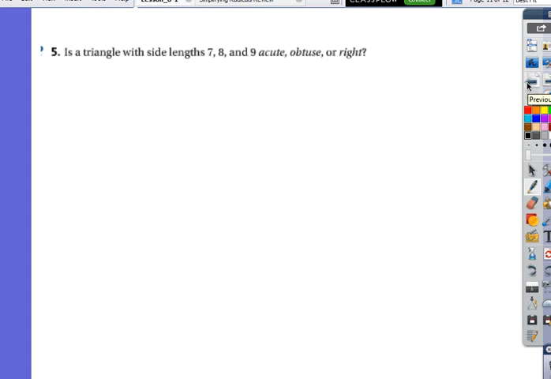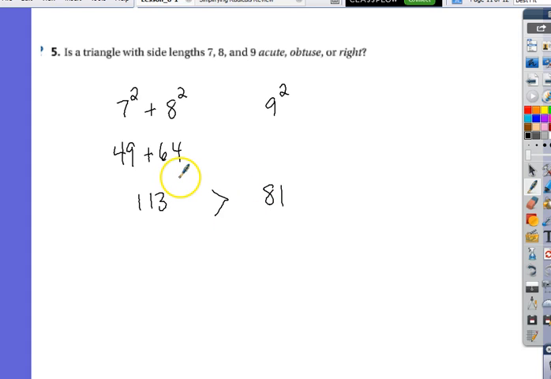All right, one for you to do. Tell me really quick. Is a triangle with lengths 7, 8, and 9 acute, obtuse, or right? All right, so this one comes out to be acute because when I take 7 squared plus 8 squared and compare that with 9 squared, that's 49 plus 64, which is 113, and that's bigger than 81. So since 113 is bigger than 81, we have the leg squared stuff bigger than the hypotenuse, and so that's acute.